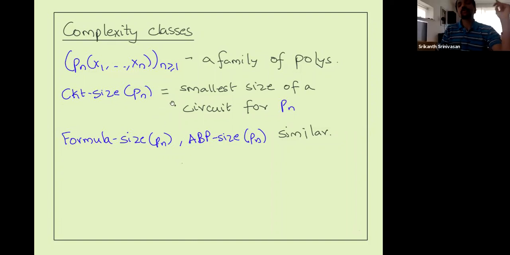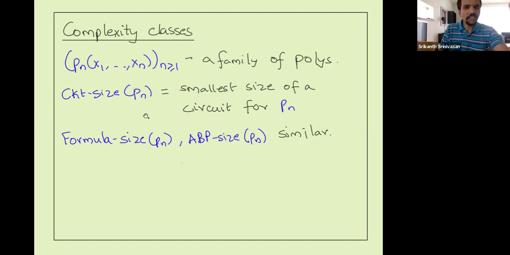Okay, all right, so great. We have a computational problem, P_n, defined. And what we're interested in is, in each of these models of computation, trying to figure out the most efficient algorithm for evaluating P_n. When I talk about the circuit size of P_n, this is the smallest size of a circuit for this polynomial P_n. Similarly, I can talk about formula size, which is the size of the smallest formula, and ABP size, which is the size of the smallest algebraic branching program representing the polynomial P_n.